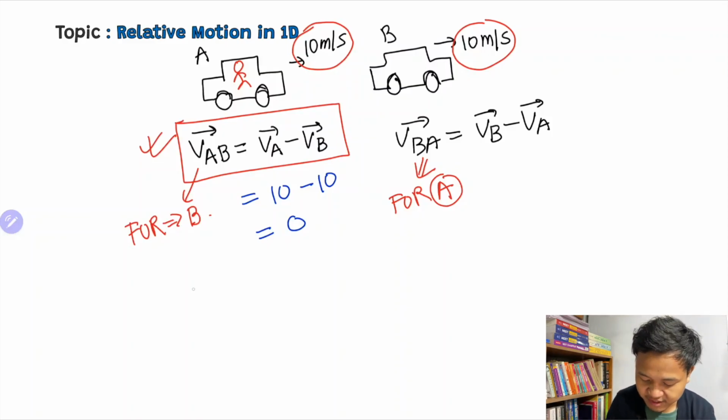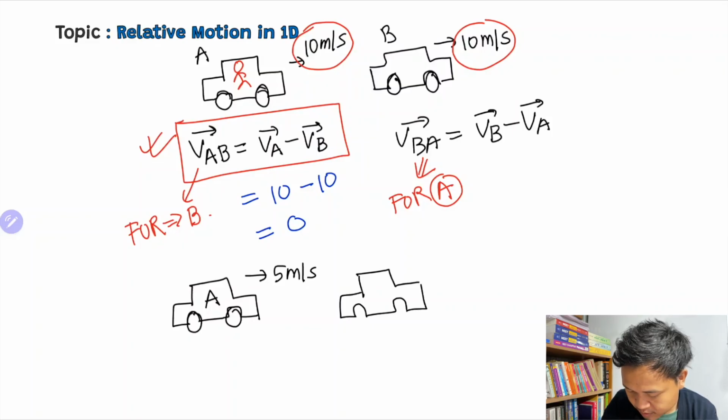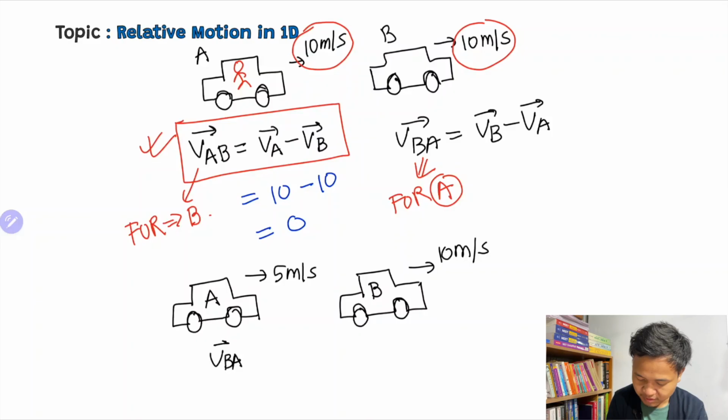Okay, so now if I have a car, say this car is moving with 5 meter per second, car A. Say there is another car, and this car is moving with, let's say, 10 meter per second, car B. Question 2: what is the velocity of B with respect to A?